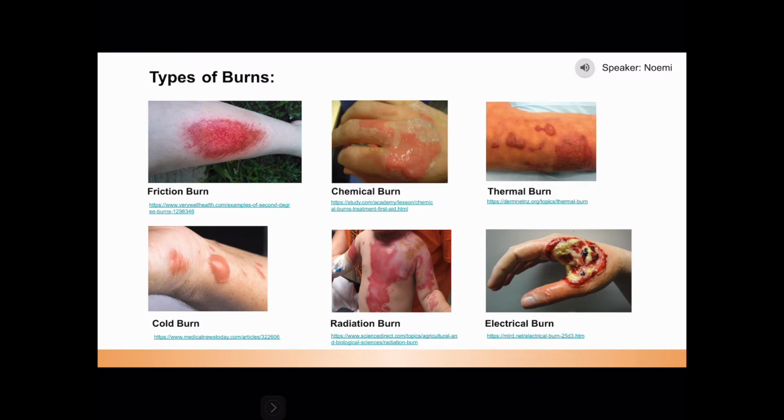Thermal burns occur when you make contact with heated objects. For example, boiling water, steam, hot cooking oil, hot pots, or hot objects.